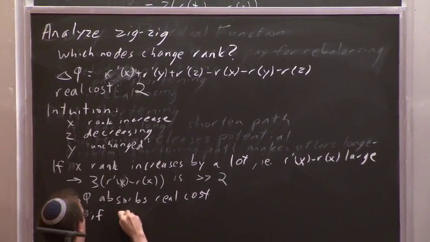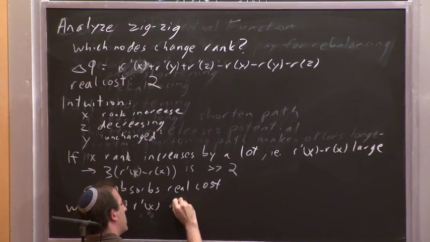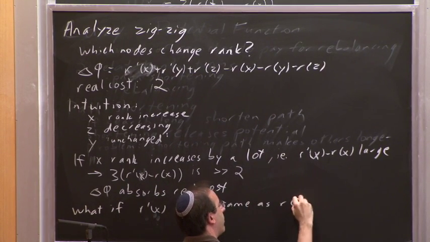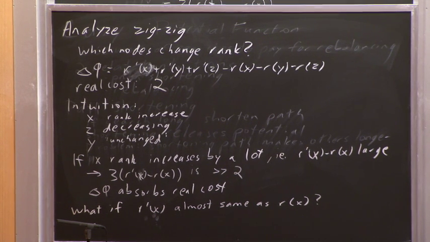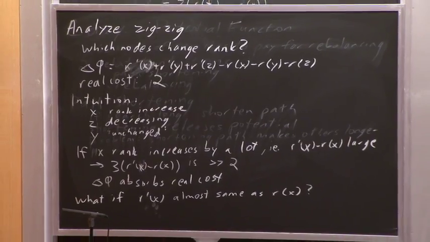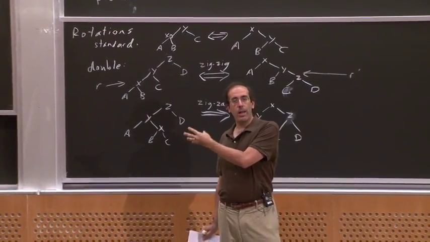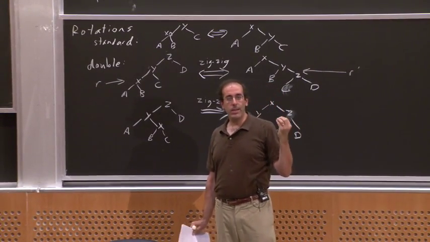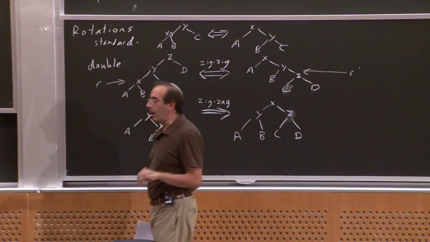What if r prime of x is almost the same as r of x? Then we have a worry, because we're claiming an amortized cost that is very small, but our real cost is very large. So how can we justify claiming a small amortized cost if we have a large real cost? Where is our data structure getting better in a way that justifies that claim?